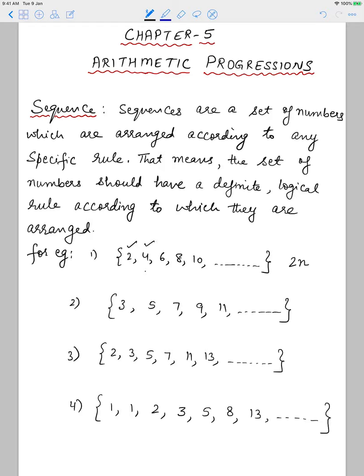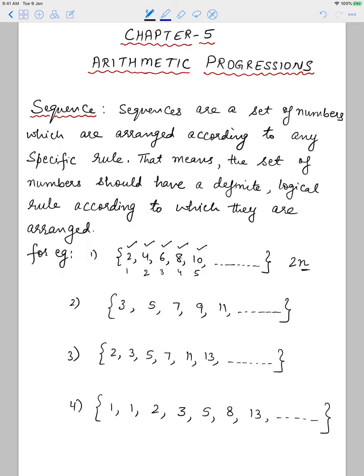For the third term, I will put n is equal to 3. 2 into 3 will give me 6. 2 4s are 8. 2 5s are 10 and so on. It means for finding the first term, I simply put n is equal to 1. For the second term, I put n is equal to 2, then 3, then 4 and then 5. So that means there is a proper formula for calculating each term of this sequence.